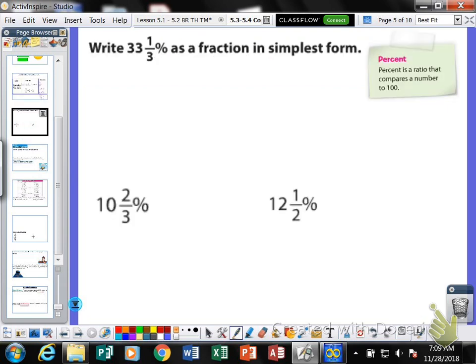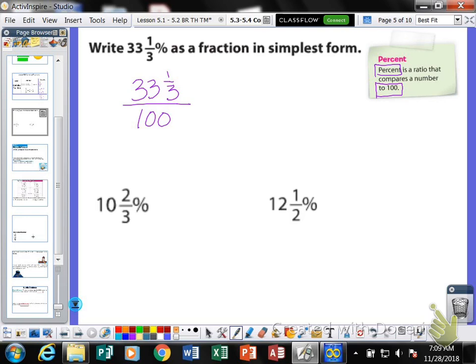All right, write 33 1/3% as a fraction in simplest form. Now remember, percent is a ratio that compares a number to 100. So anytime we're dealing with percents, we're thinking about being compared to 100. So 33 1/3%, so 33 1/3 over 100. So we drop the percent sign and put it over 100.